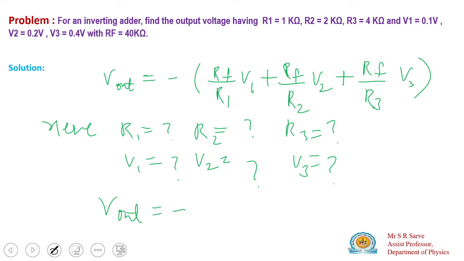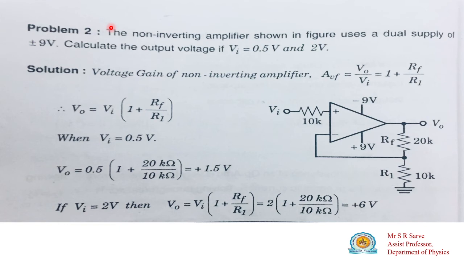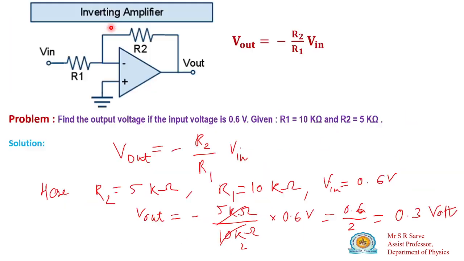Why is it minus? Because this operational amplifier is an inverting amplifier, meaning the input is provided to the inverting terminal, hence we will get a negative output. So this is about problems on adders in non-inverting and inverting.